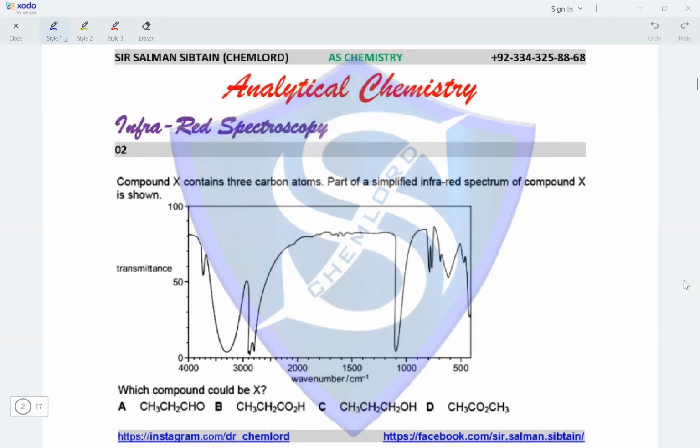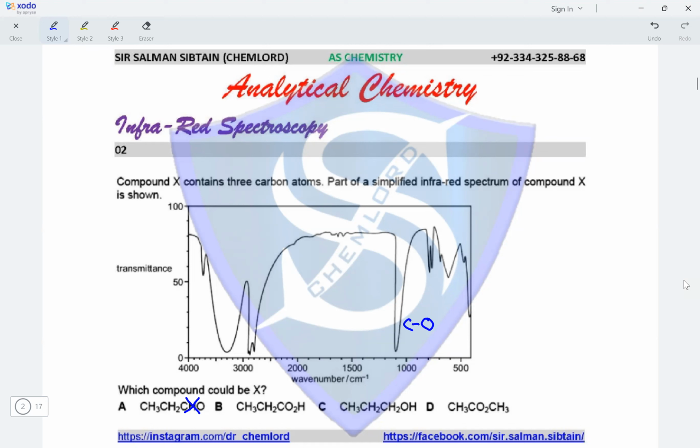Question 2. Compound X contains 3 carbon atoms. Part of a simplified infrared spectrum of compound X is shown. Which compound could be X? So here we can see a narrow and sharp peak close to 1100 wave numbers, which corresponds to a C single bond O. A C single bond O is not present in an aldehyde, so option A gets eliminated.